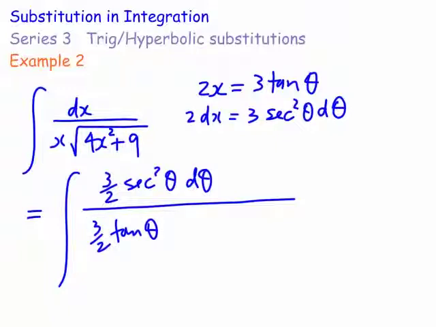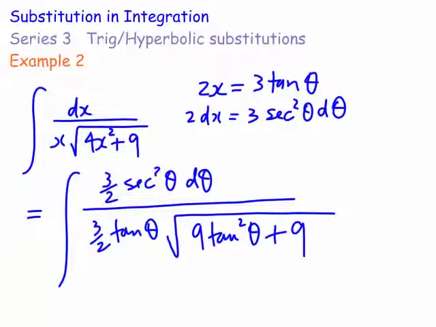And the square root of this becomes what? Let's have a look. The square root of 4x squared plus 9, which is 9 tan squared theta plus 9. Obviously we'll be able to take a 3 out of that. 1 plus tan squared is sec squared, so that will be simplified too. Let's just simplify that expression while we're here.